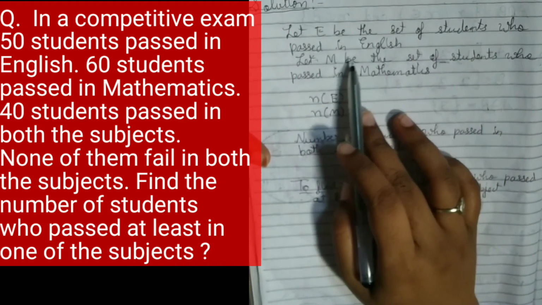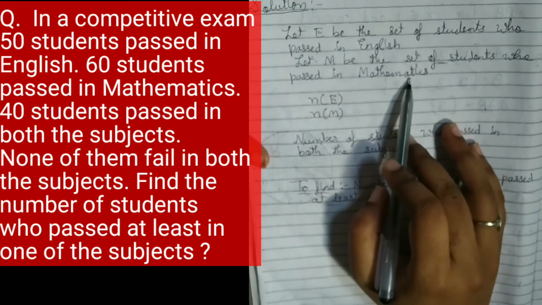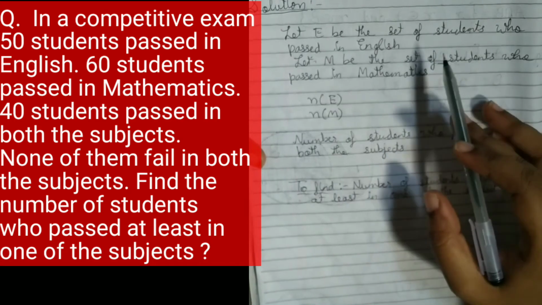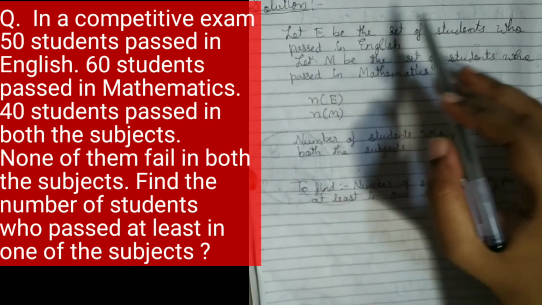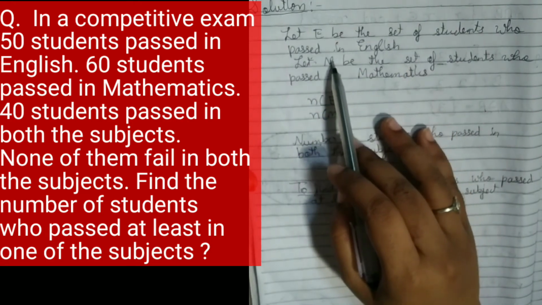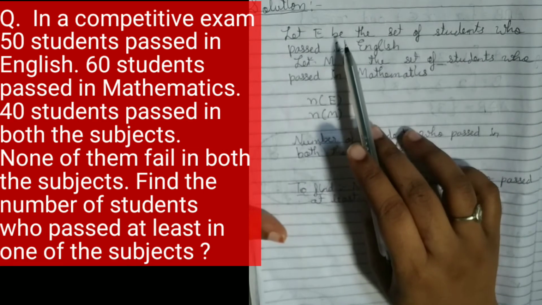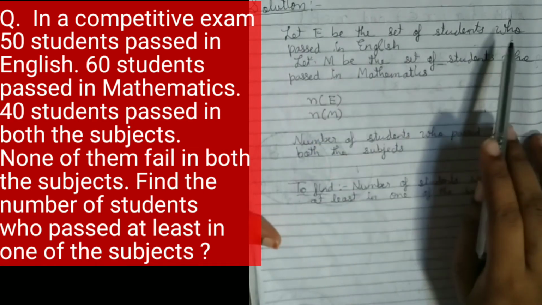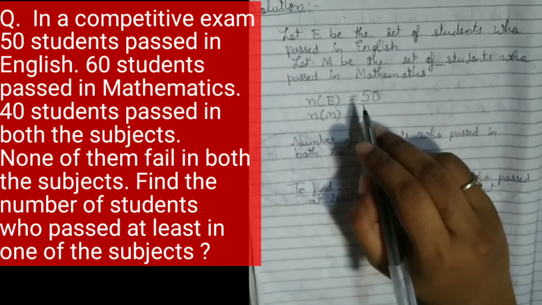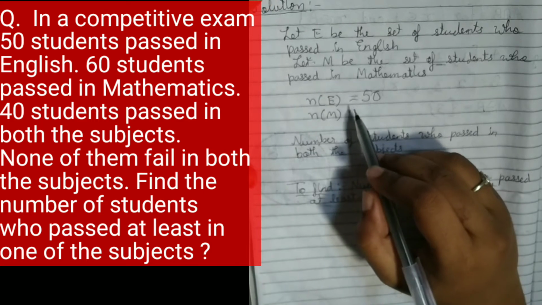And let M be the set of students who passed in mathematics. Okay, where M is the set of students who passed in mathematics. This is given from the question only. We are forming this sentence and writing, but we are just giving the name to the set. Okay, whatever name you are giving to the set, we should mention it. And then how many students passed in English? 50 students passed in English. It is given in the question. So, the number of elements in E is 50.